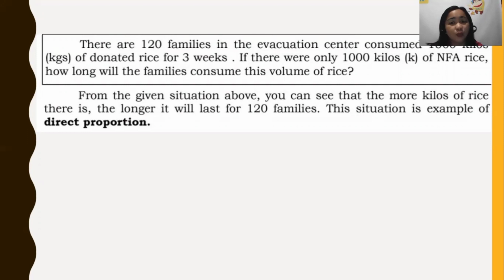There are 120 families in the evacuation center who consumed 1,500 kilos or kilograms of donated rice for 3 weeks. If there were only 1,000 kilos or kilograms of NFA rice, how long will the families consume this volume of rice? So now, let me explain this problem to you first.